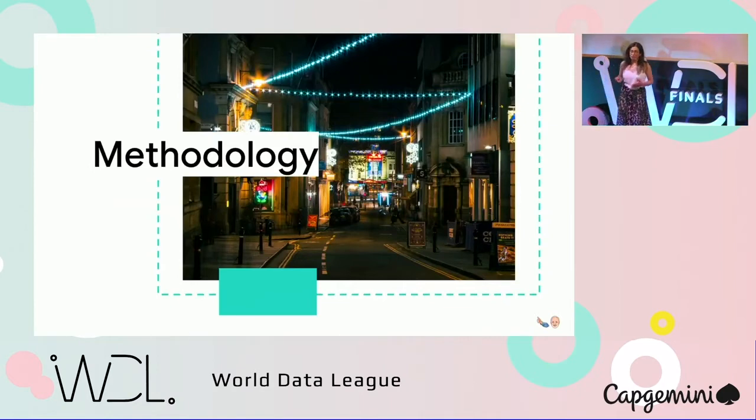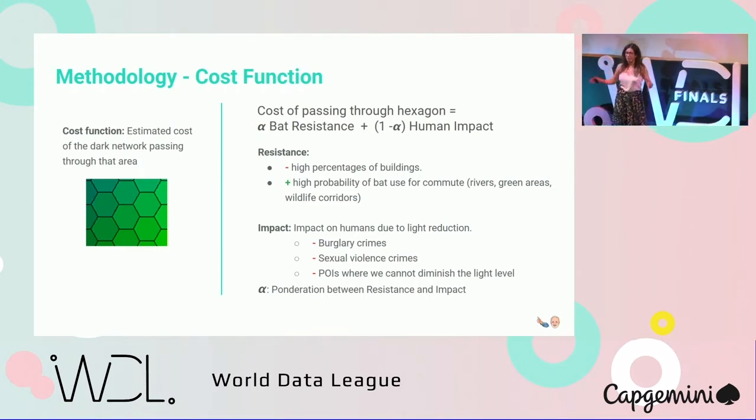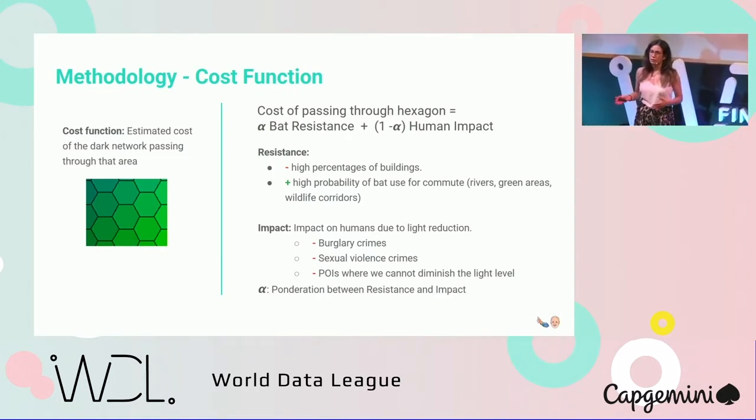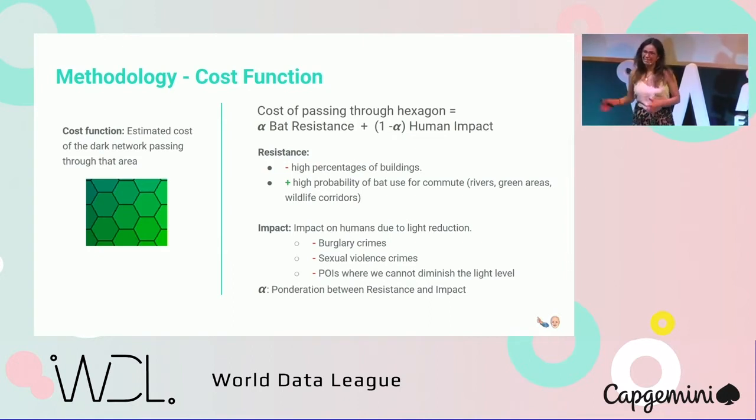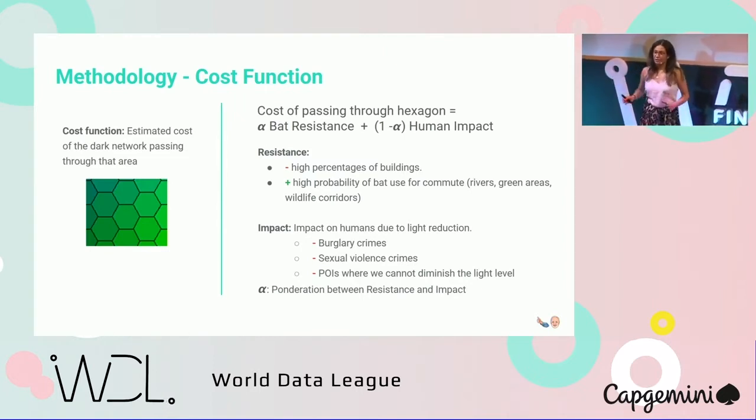To talk about the methodology, I'm not going to go deeper into the actual method that we use, but I do want to go into how our solution is holistic and flexible in terms of the methodology. And we do that with the cost function. What we do, just to give you a quick glance, is we take the whole city of Bristol and we divide it by hexagons, and we want to build the potential dark ecological networks. With the cost function, what we are looking for is to calculate the cost of a specific area being included in a dark ecological network.